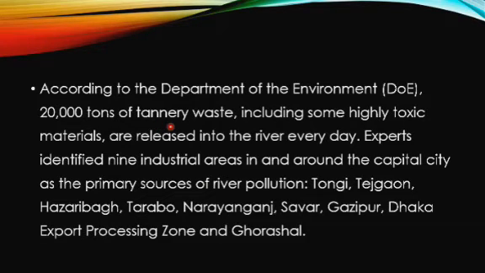And that's why the picture of river water pollution is in such a condition that the rivers are dying nowadays. Experts identified 9 industrial areas in and around the capital city as the primary sources of river pollution. That means the names of these 9 places are the main sources of pollution for the rivers inside Dhaka or around this city. The areas are Tongi, Tejgaon, Hajaribagh, Tarabo, Narayanganj, Savar, Gazipur, Dhaka Export Processing Zone, and Ghorashal.